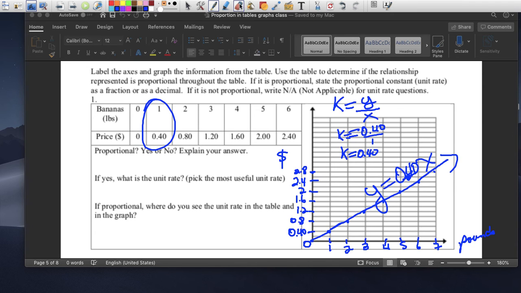And what we should also know is that once we have the unit rate, that is the same thing as our constant of proportionality. Okay.